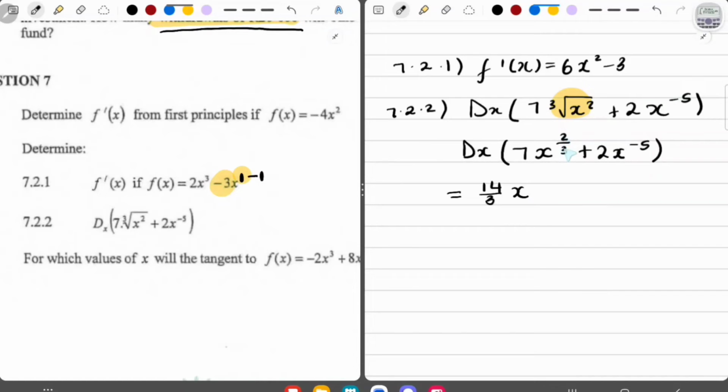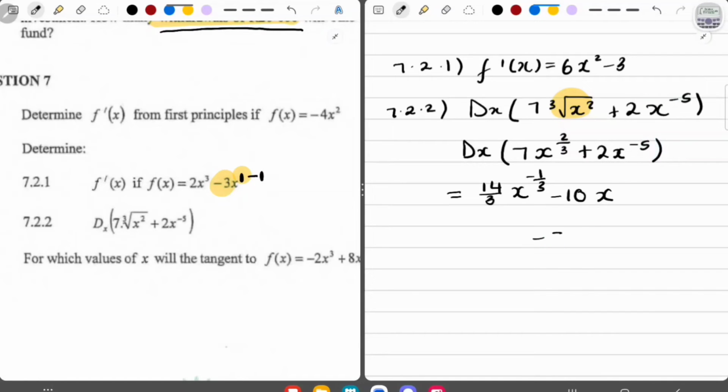And then you're going to take this exponent and subtract 1 from it. So what's 2 over 3 minus 1? Well, it's like saying minus 3 over 3, but you can use a calculator. 2 minus 3 is negative 1 over 3. Okay, the denominator stays the same because we're subtracting. Then we have positive 2 multiplied by negative 5, which is negative 10x.